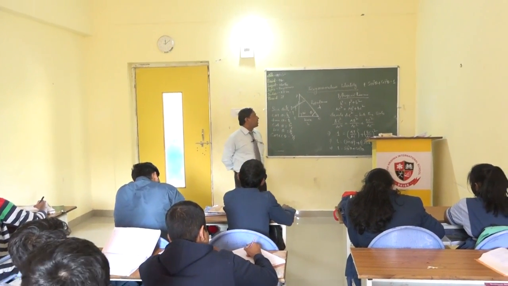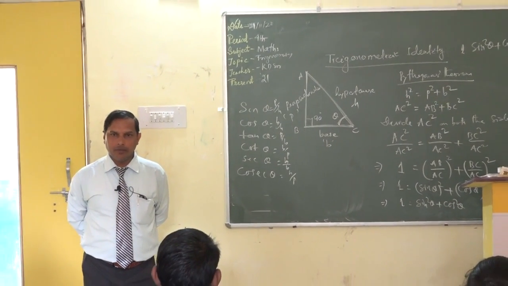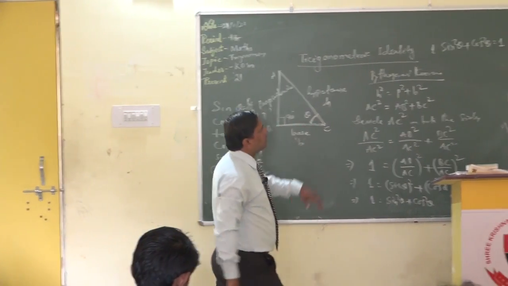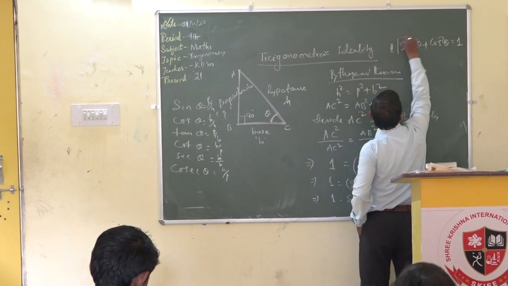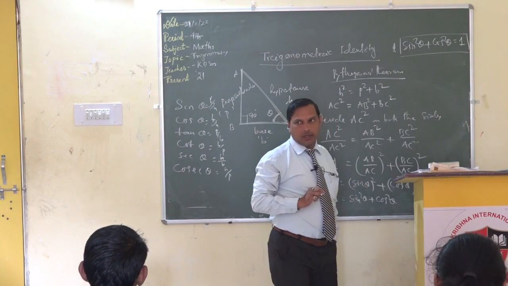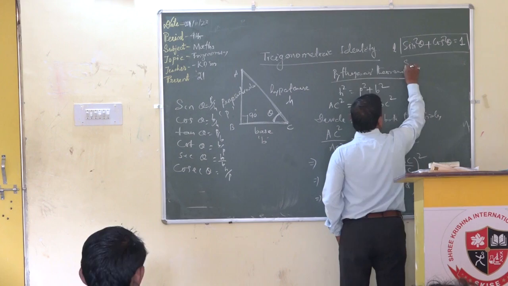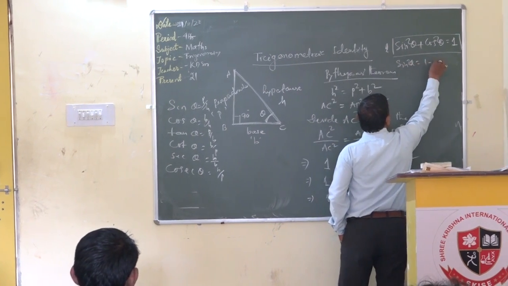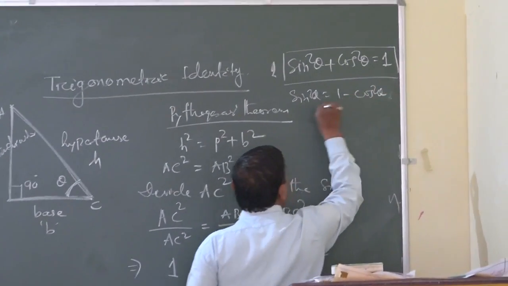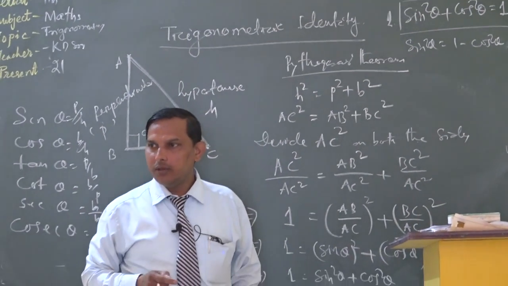So sin square theta plus cos square theta equal to 1. That is the first identity of yours. If I am getting sin square theta plus cos square theta equal to 1, I can also use some other sub formulas. Now what is sin square theta? It is equal to 1 minus cos square theta. That is also one application, so you can apply it in the solution when it is required.